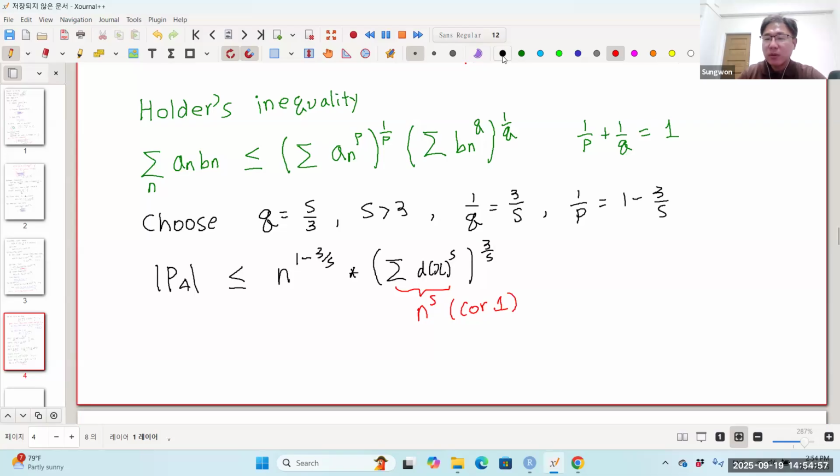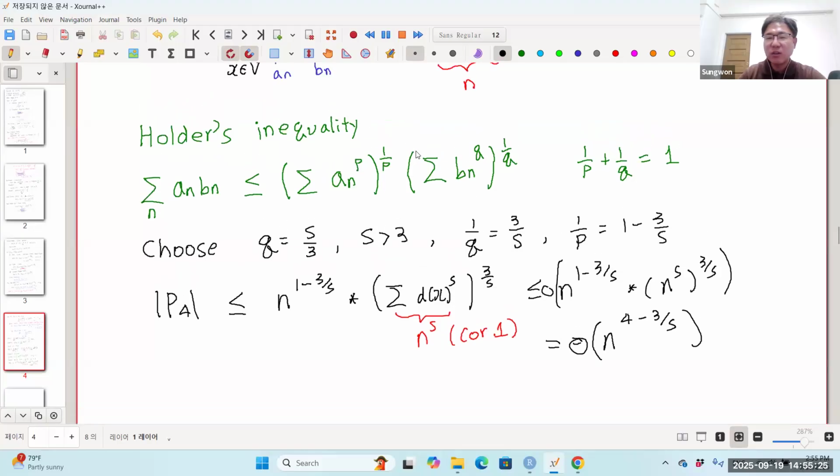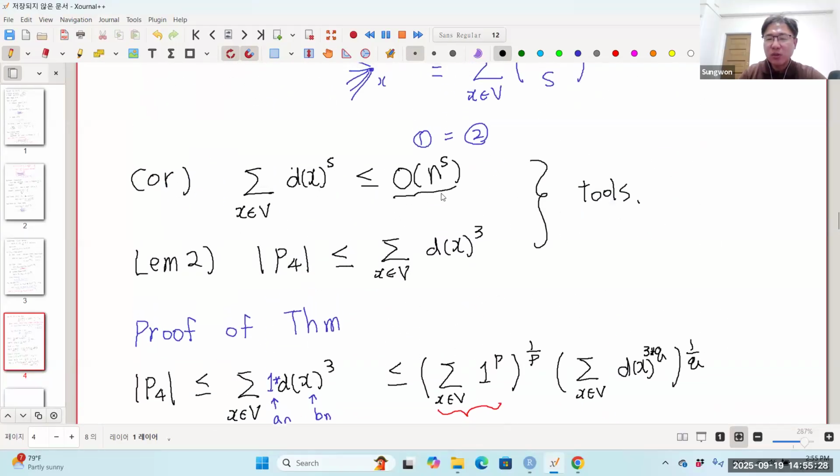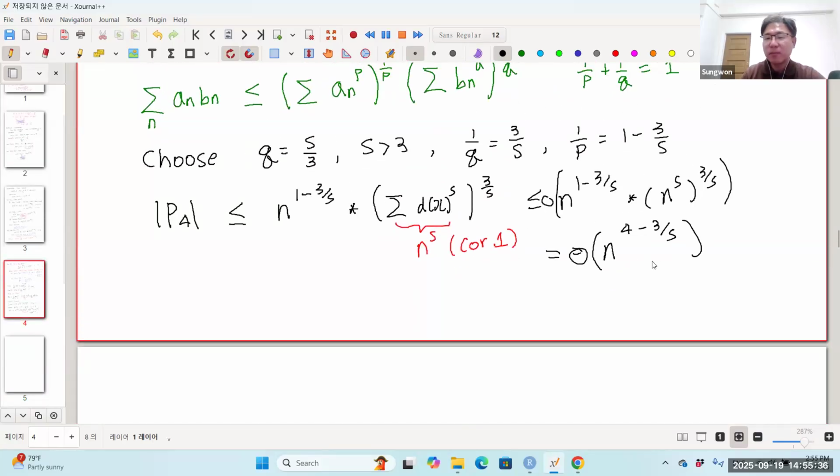So that means this is bounded by n to the 1 minus 3 over s times n to the s and 3 over s, and that's equal to n to the 4 minus 3 over s. I should write O here, because you have to bound that by some large constant. This one is c times n to the s, and this c is very large. So you have that. Okay.